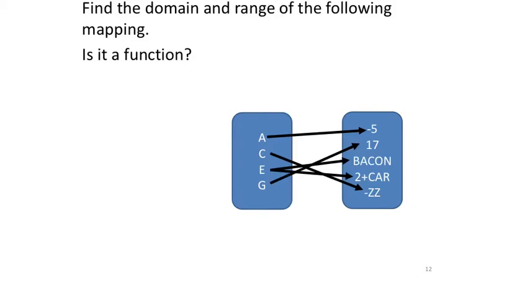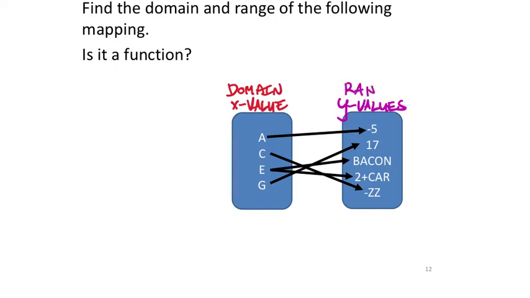Find the domain and range of the following mapping. Is it a function? So remember, in a mapping, it's pretty much set up just exactly like a table where the left side here is our x values, and then the right side is the y values. Now the reason why that's important is because the x values is the domain, and the y values is the range.